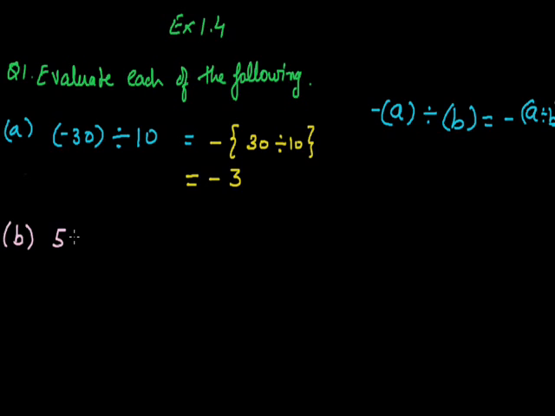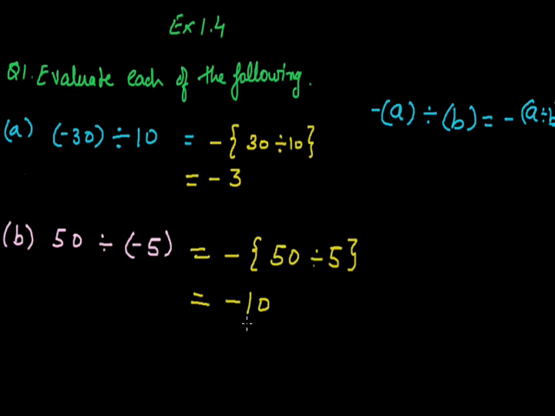Now the second part, 50 divided by minus 5. Here again the second number, that is b, is negative. So we will again give the negative sign and we will divide the numerical value, that is 50, by 5. On dividing 50 by 5 we get 10, and due to the negative sign the answer will be minus 10. This negative sign is due to 5.